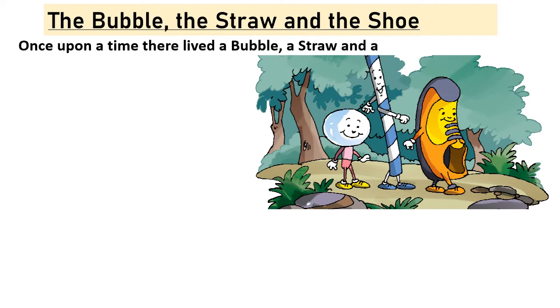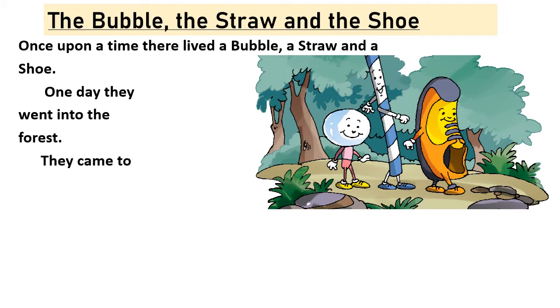Once upon a time, there lived a bubble, a straw, and a shoe. One day, they went into the forest. They came to a river. They did not know how to cross it.